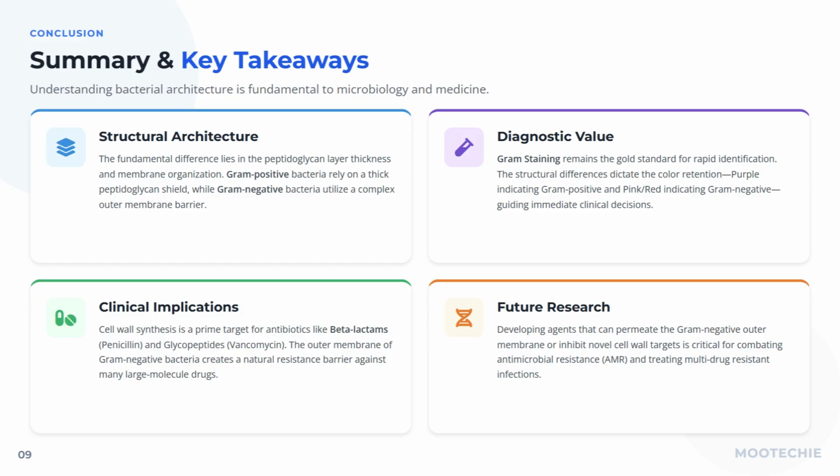Future research. Developing agents that can permeate the gram-negative outer membrane or inhibit novel cell wall targets is critical for combating antimicrobial resistance. As bacteria evolve resistance to our current drugs, understanding their walls in even greater detail is key to designing the next generation of therapies.